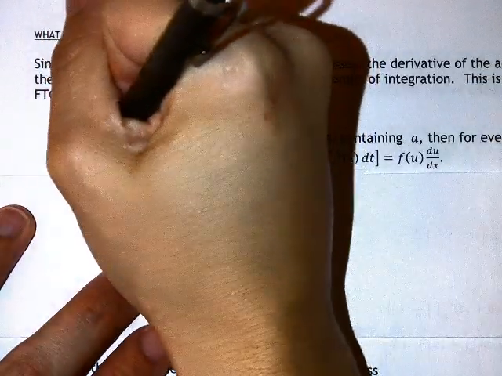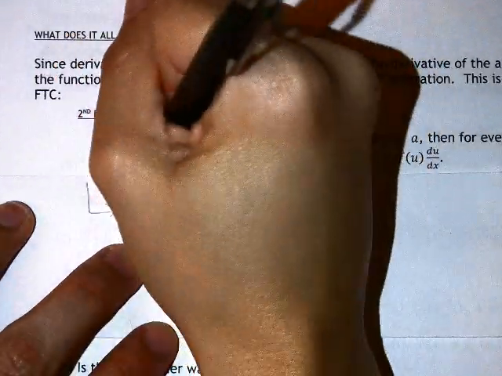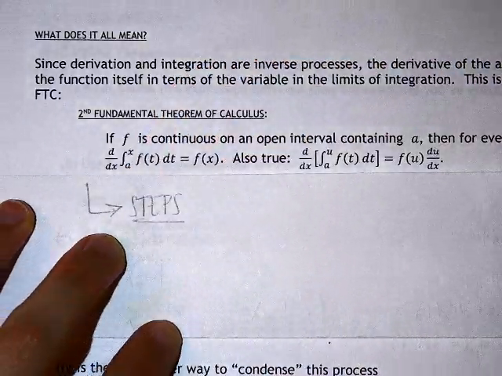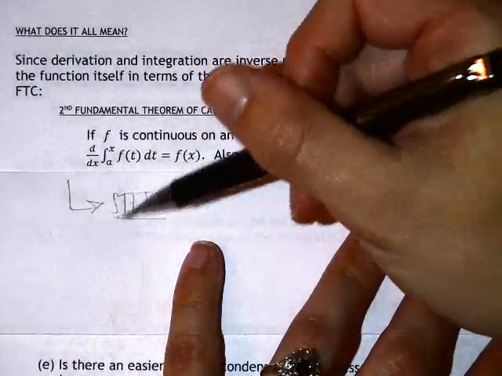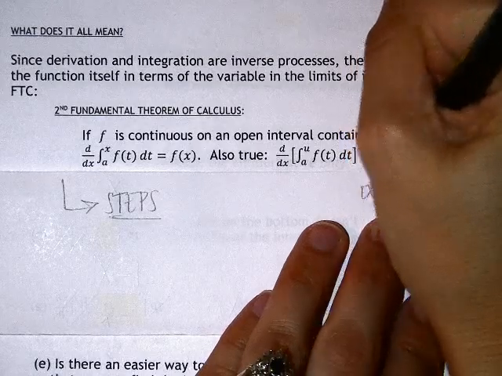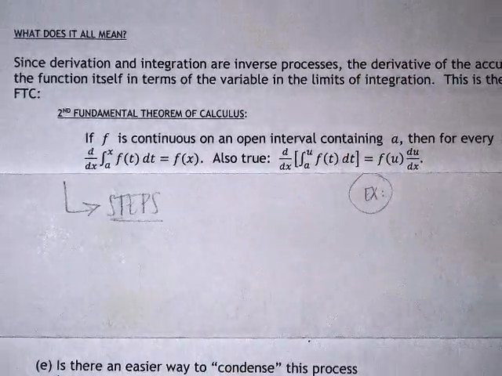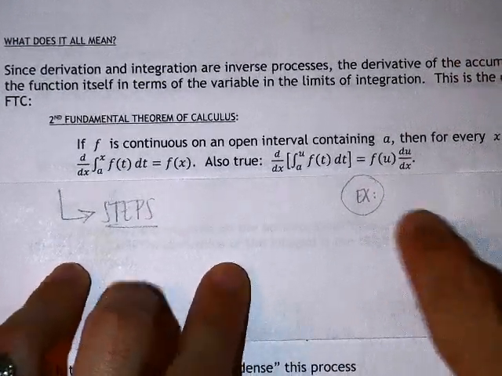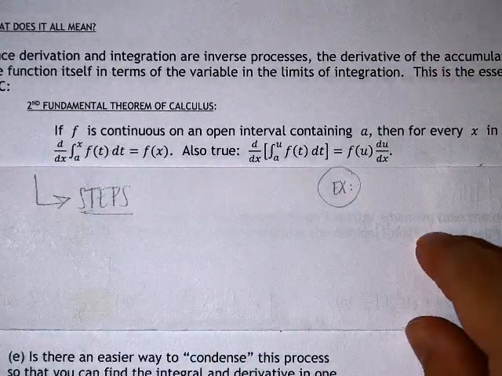Here's what this really means. When you have a second fundamental theorem problem, here are the steps to follow. And I'm going to write the steps as clearly as I can, but I'm also going to write an example, so that way you have something you can look at, something that you can say to yourself, oh, okay, I get what those steps mean. Here's an example of what those steps look like.